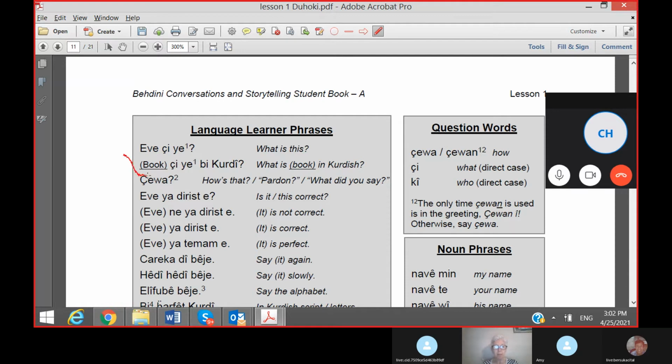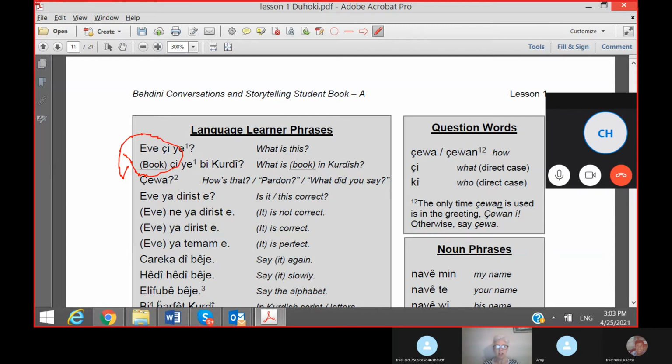Anytime in my curriculum that I have a word that's underlined in parentheses and it looks English, that's because it is, and that's something you're supposed to substitute there with other words. So instead of saying book chia Kurdi, you can say pen chia Kurdi, or blanket chia Kurdi, or box chia Kurdi. And if you're working with a language helper that knows some English, then they can help you answer that question so you can learn those new words quickly instead of the hard way.